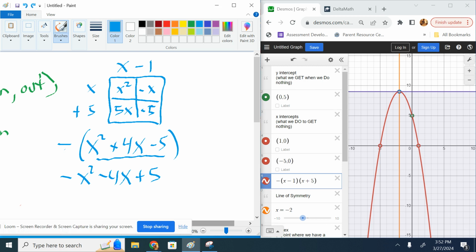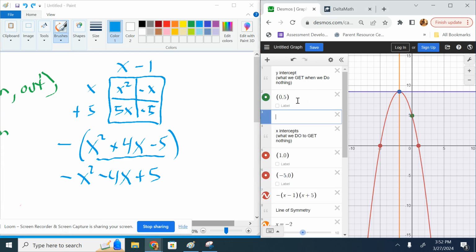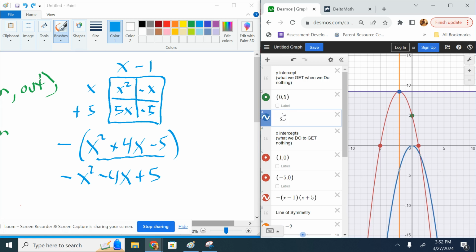Okay, and so let's write that out over here. So negative x squared minus 4x plus 5. Notice that it lines up in the same exact spot as the other ones. Okay, so it lines up in the same exact spot.